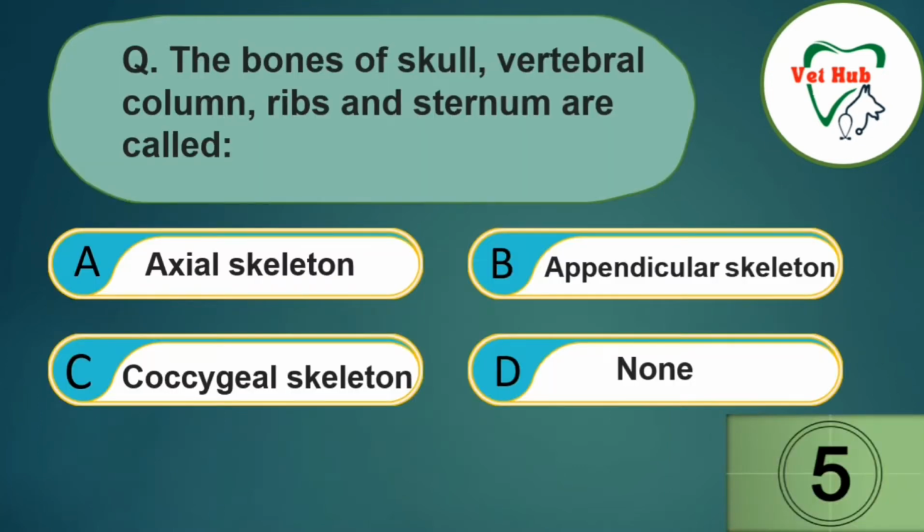The next question is, the bones of skull, vertebral column, ribs, and sternum are called, and the options are option number A, axial skeleton, option number B, appendicular skeleton, option number C, coccygeal skeleton, and option number D, none. And your time begins.